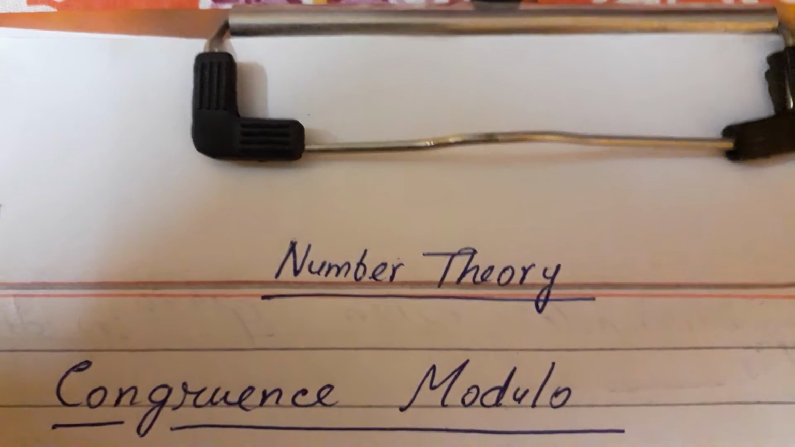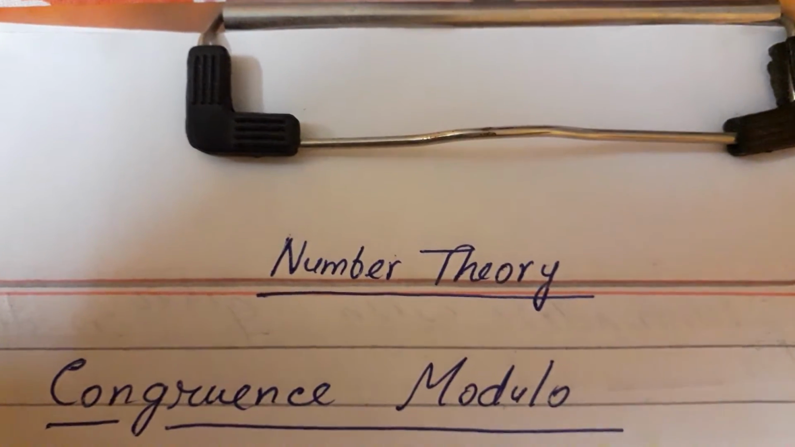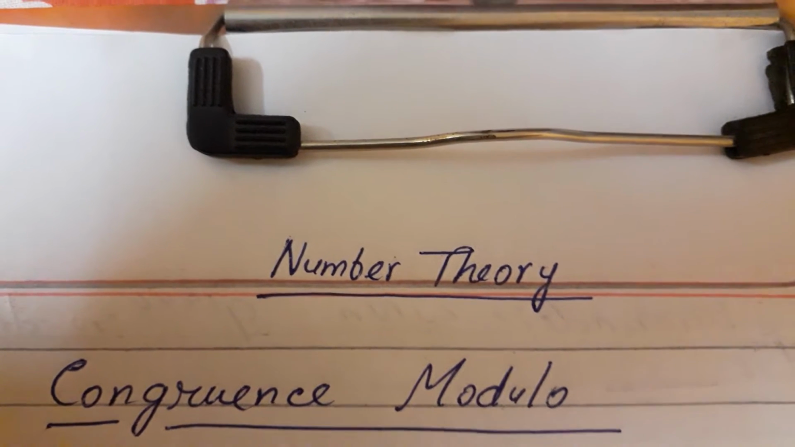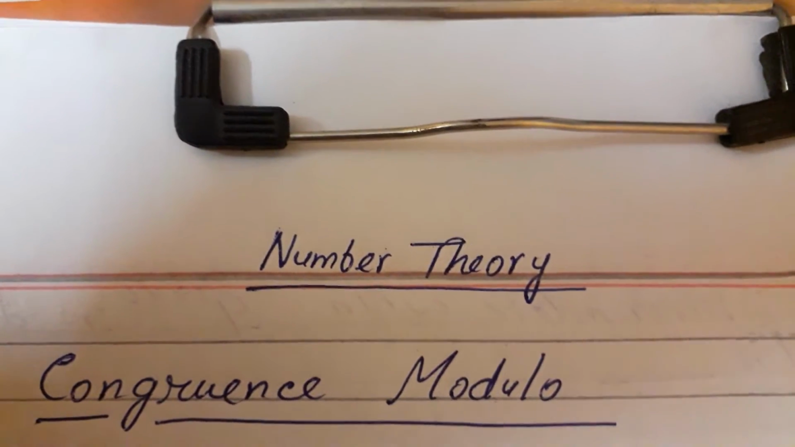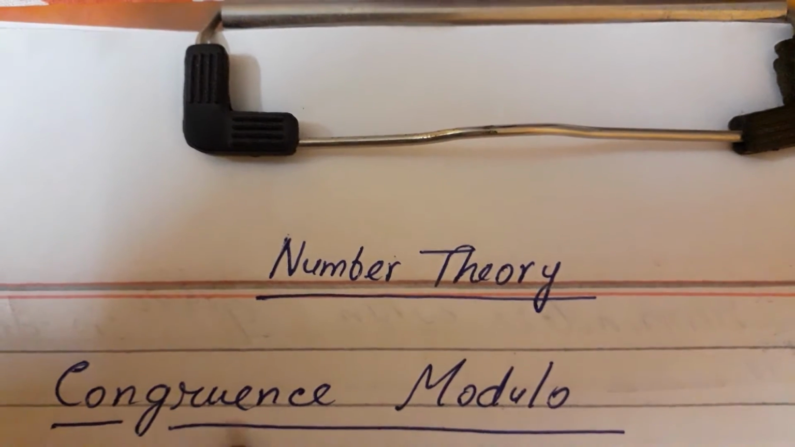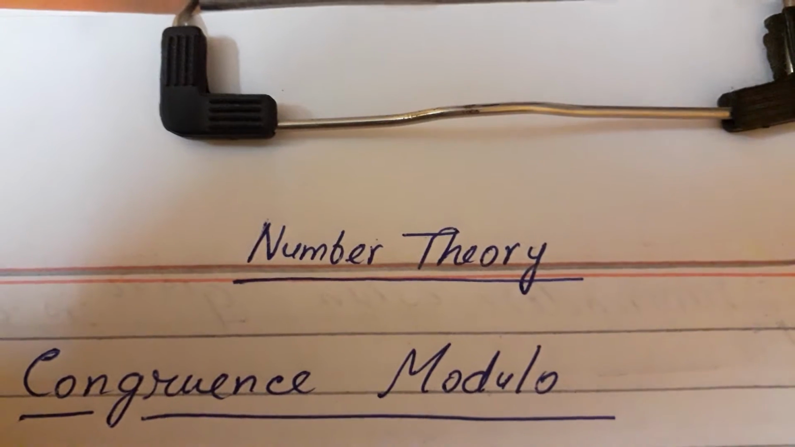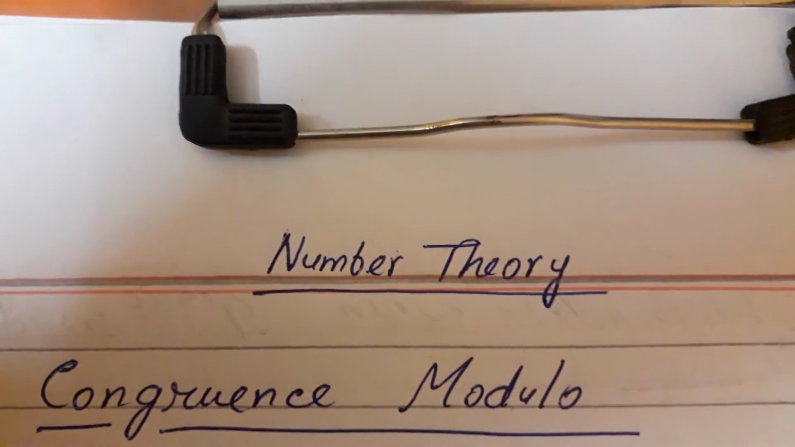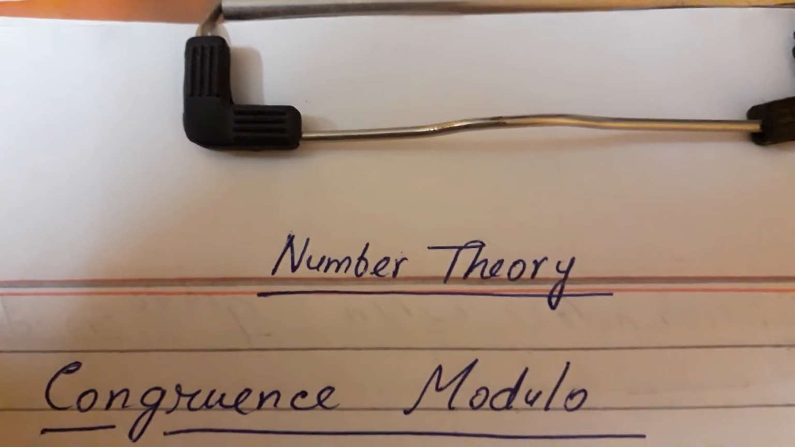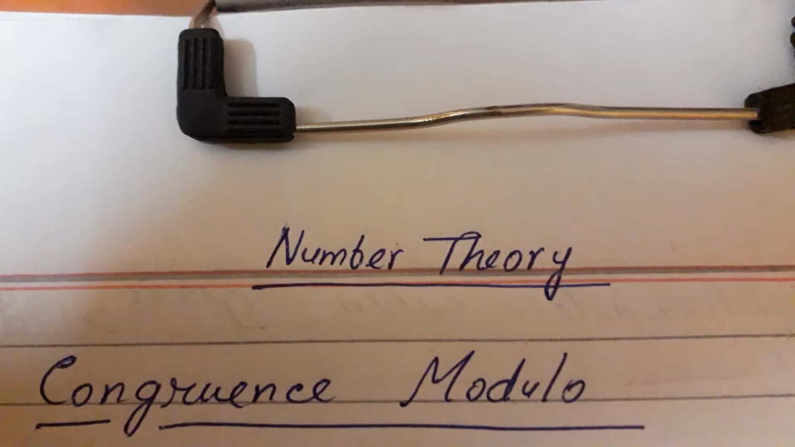There are many types of remainder questions which you can solve by using the remainder theorem, or by using binomial expansion. But if you solve them by using congruence modulo, then it can be solved within 2 to 3 steps. So I think you have understood how important this chapter is. Every student must know this concept of congruence modulo.